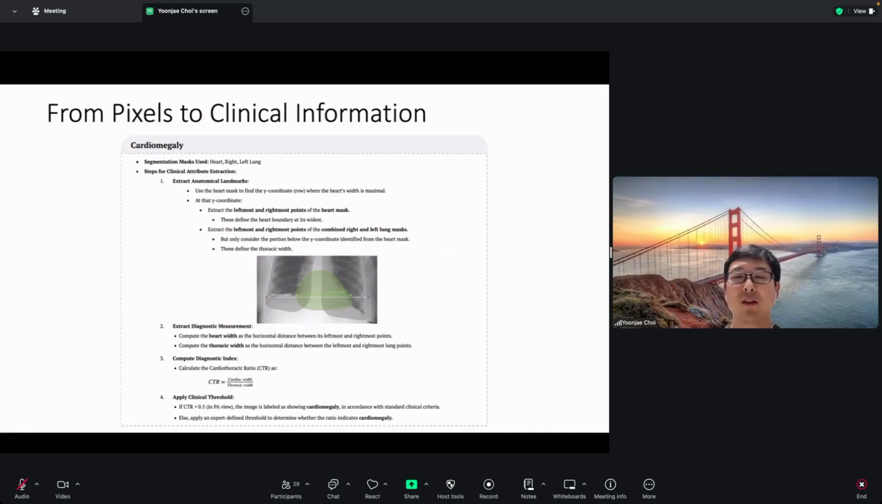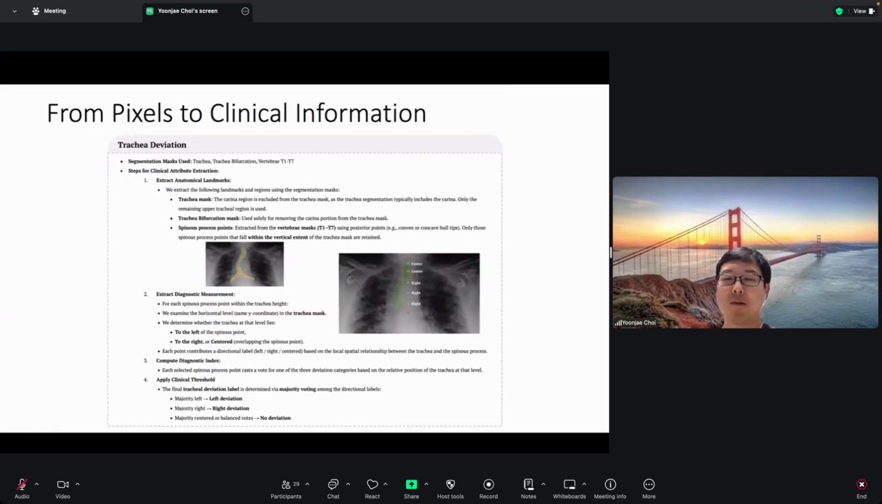So we did this for 12 different findings, like inspiration level, cardiomegaly, trachea deviation. There's like 9 more, but I won't talk about it. So based on this knowledge, we can build a question answering benchmark that is interactive.